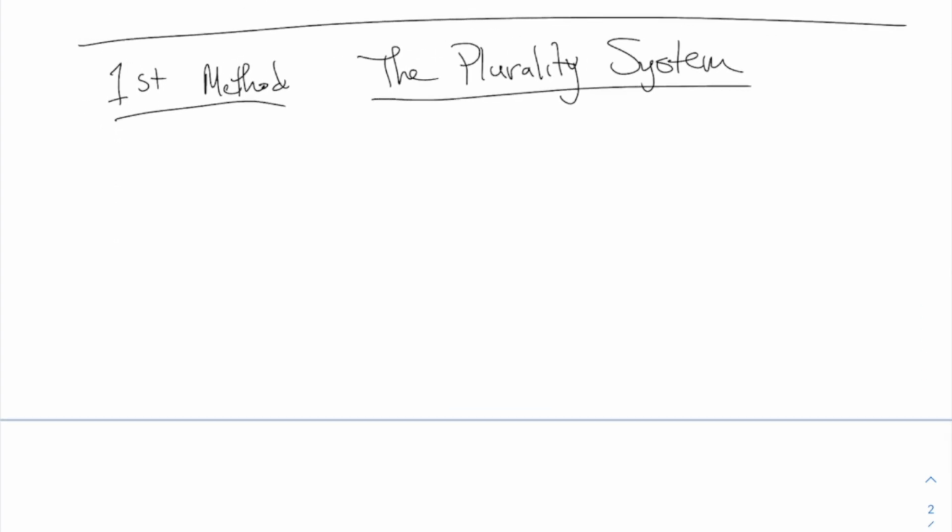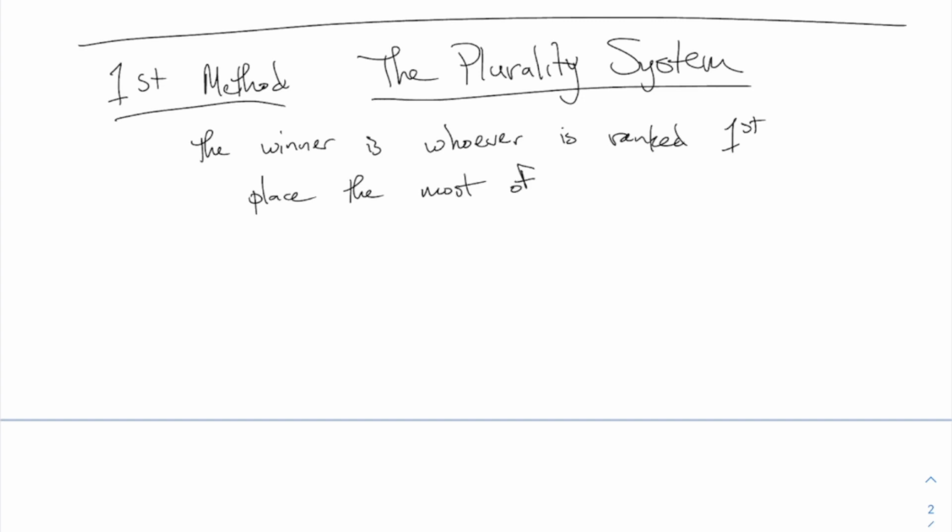So the plurality system: the winner is whoever is ranked first place the most often. This person is called the plurality winner. Because we're going to be talking about several different ways to do it, we have to have sort of words to describe. In this example that we're talking about, A is the winner if you use the plurality system. Or you could say A is the plurality winner.